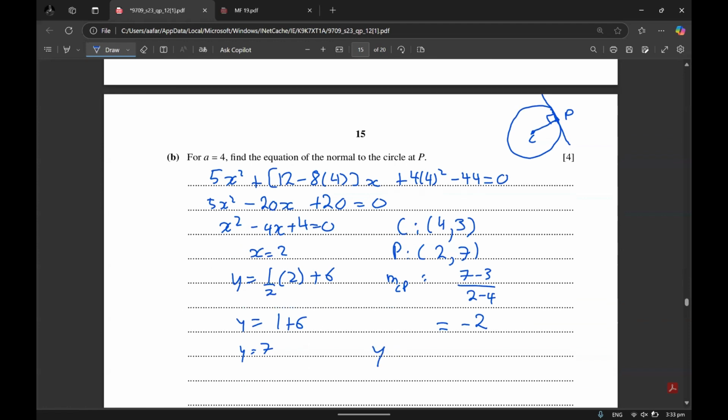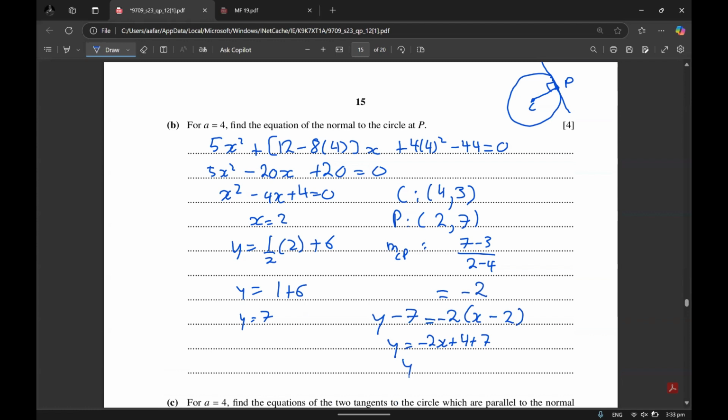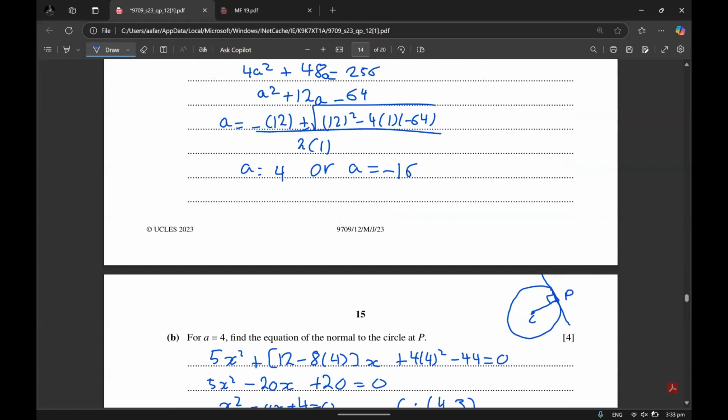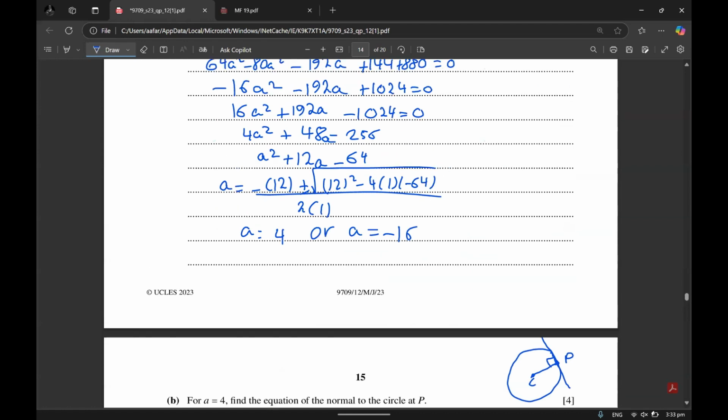So now we have the gradient and we have 2 points. Let's put that into the equation. y minus y1 is equal to m times x minus x1, which is negative 2x plus 4 plus 7. y is equal to negative 2x plus 11. This is correct. Yep, this is the equation which we get.